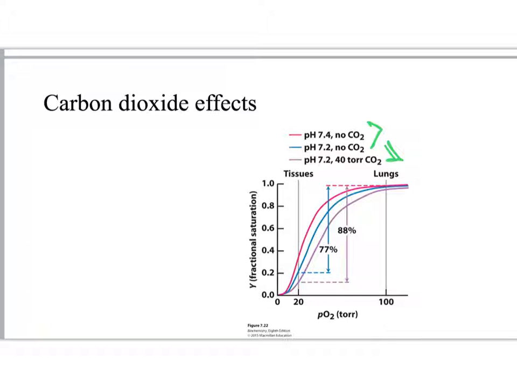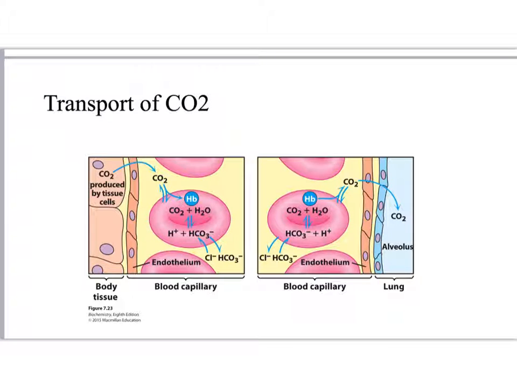And we see that the binding affinity is going to be decreased, and we see that because the fractional saturation is going to decrease as we're moving from our 7.4 pH to our 7.2 to our 7.2 with carbon dioxide. Now the ultimate goal is to take this carbon dioxide that's produced in tissues and be able to exhale it. We want to get it out of the body. And so we have these two mechanisms in place.